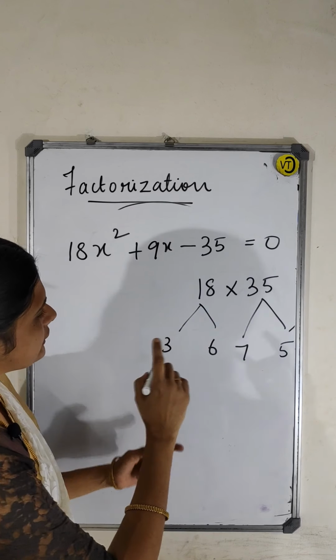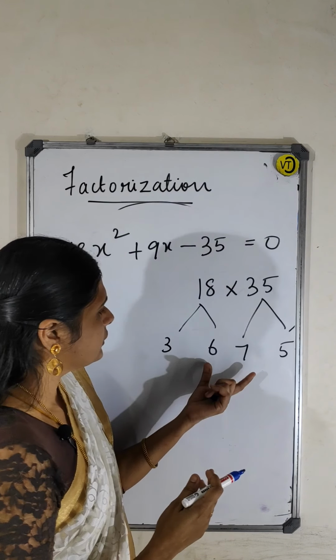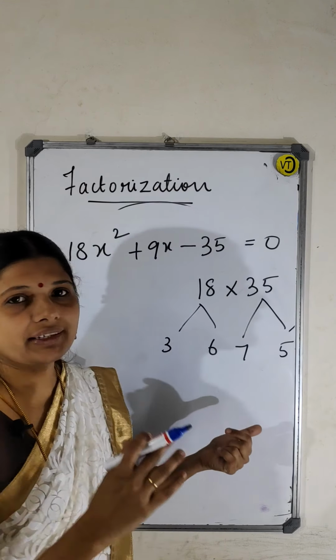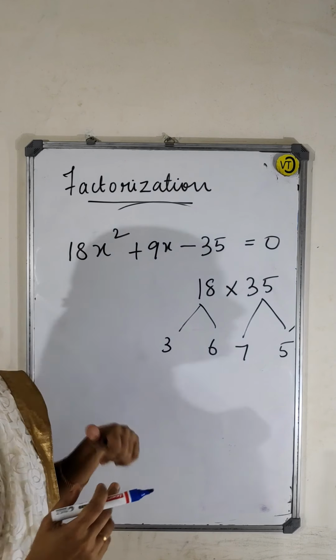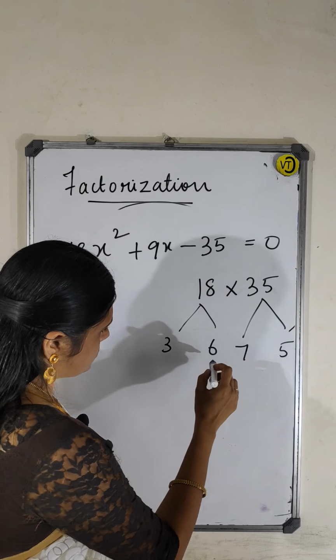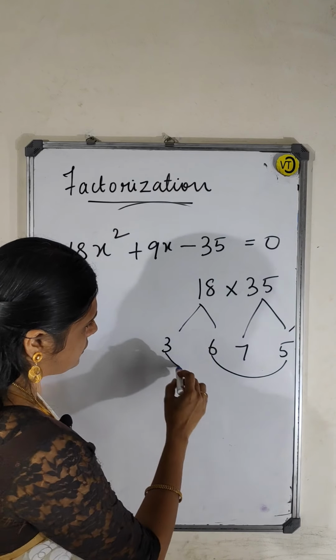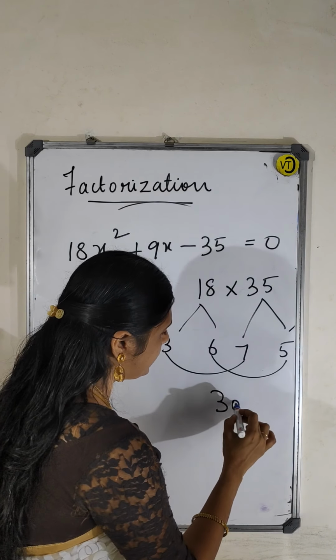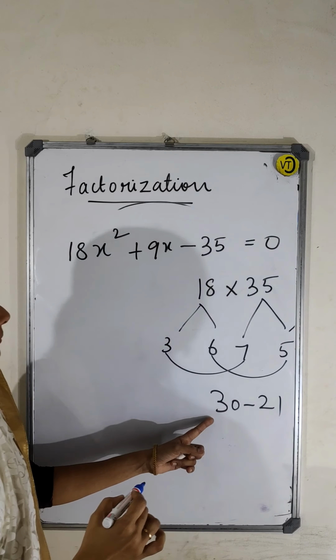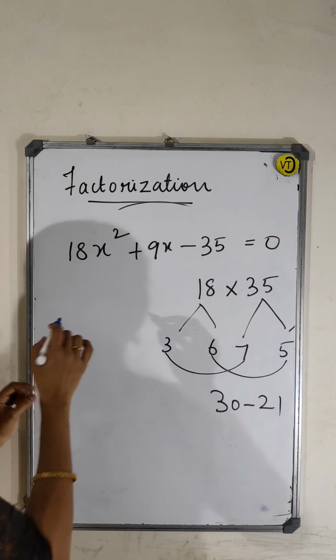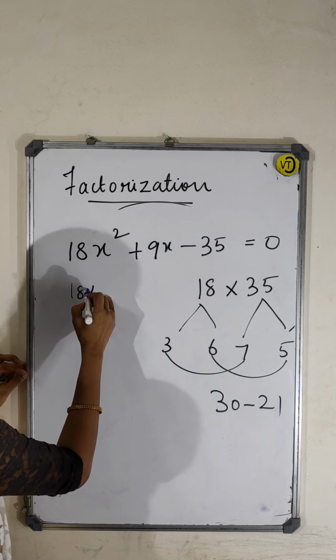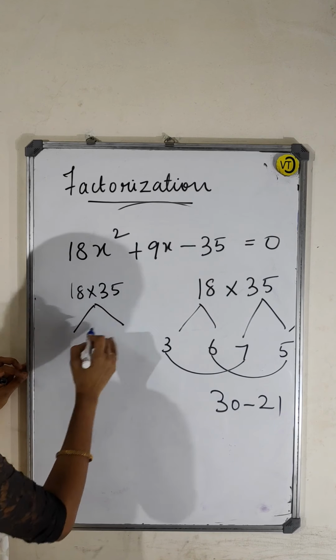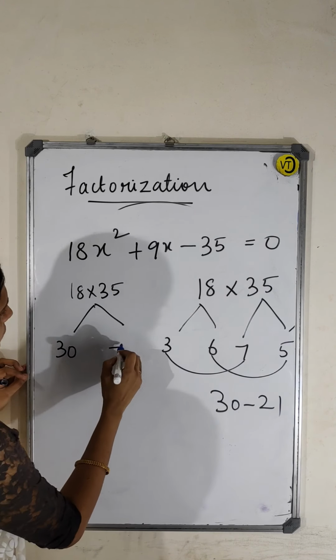You can take many combinations, like a trial and error method, to get the 9. Correct. Okay. So 6 into 5 is 30 and 3 into 7 is 21. So 30 minus 21 is what? 9. So I am getting here 18 into 35, so 30 into minus 21.